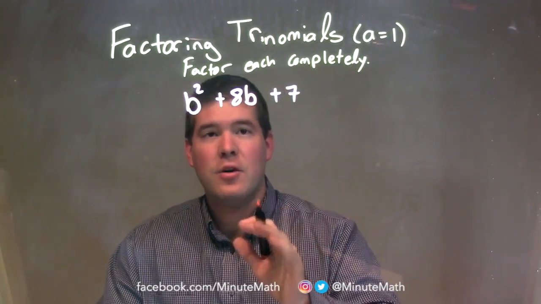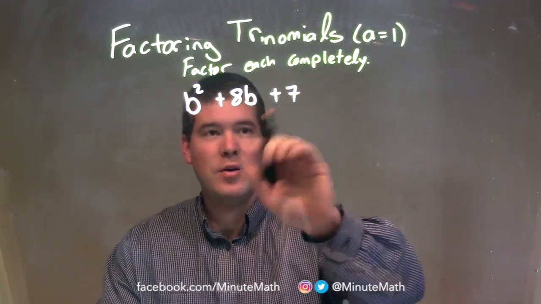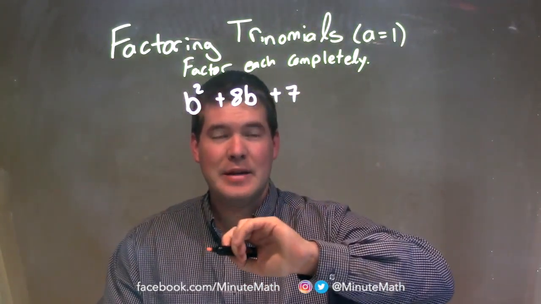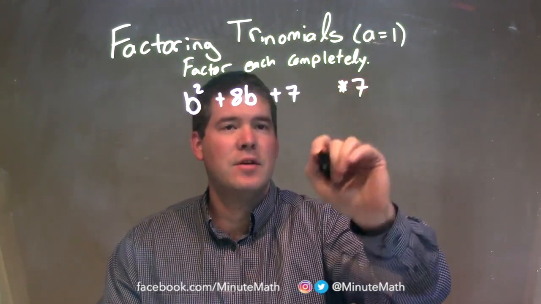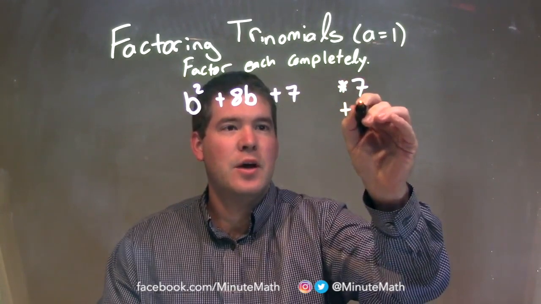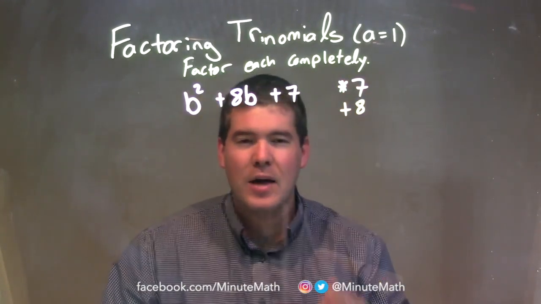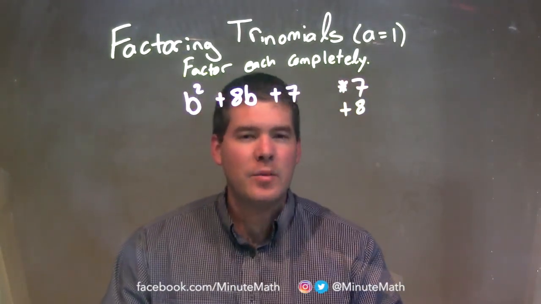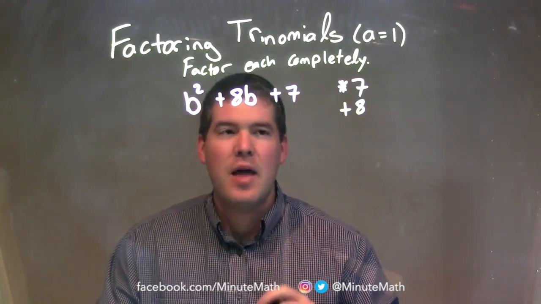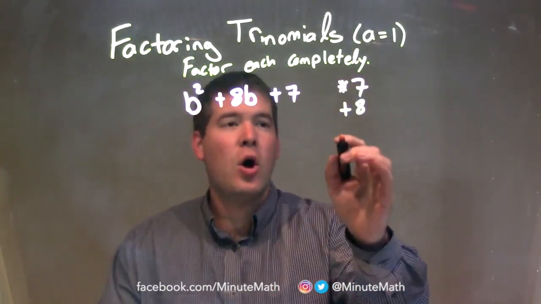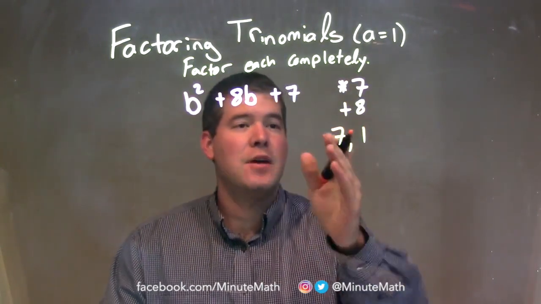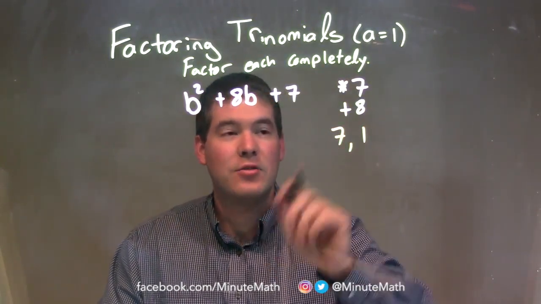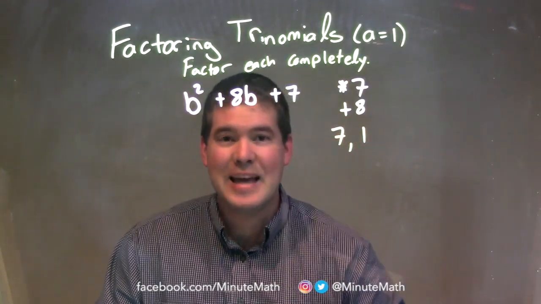So we have to ask ourselves this question. We have the b value and the c value, b value being 8, c value being 7. What two numbers multiply to be 7 but add to be 8? And the two numbers I see for that are 7 and 1, right? 7 times 1 is 7, and 7 plus 1 is 8.